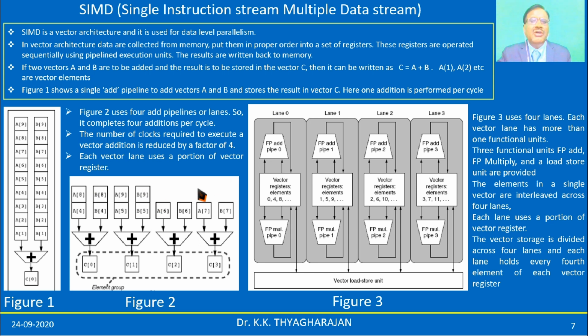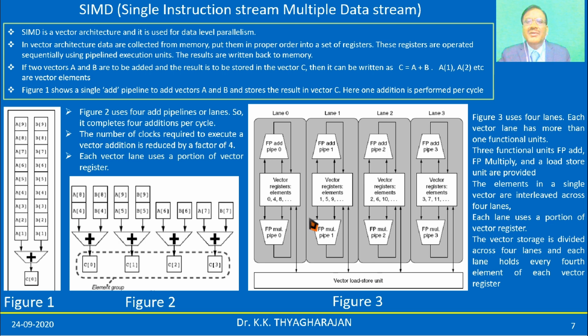So like that, the data stored in the vector registers are interleaved or distributed across these 4 lanes. Now, in this case, for each clock cycle, all the 4 elements are added. Then in the next clock cycle, the second row will be added. So, in this case, the number of clock cycles required will be reduced by a factor of 4.